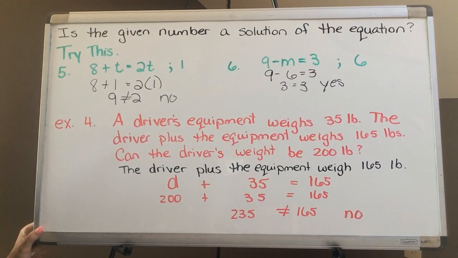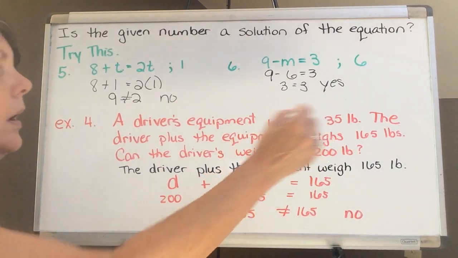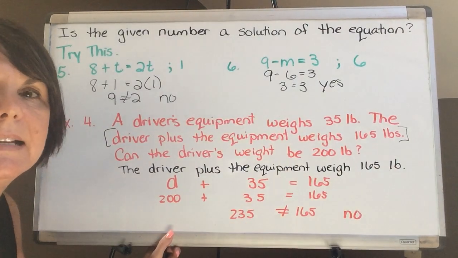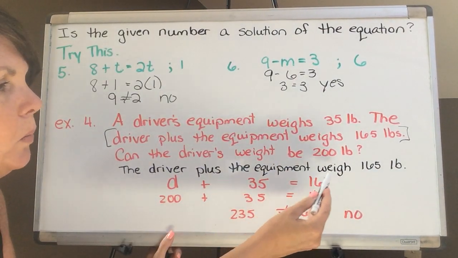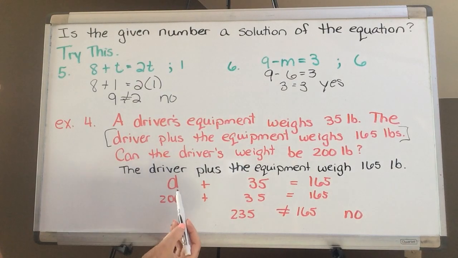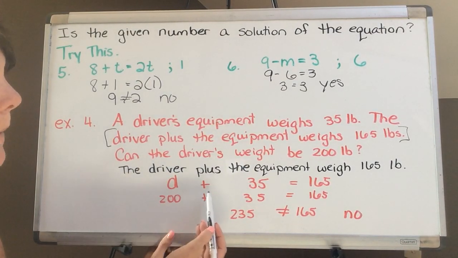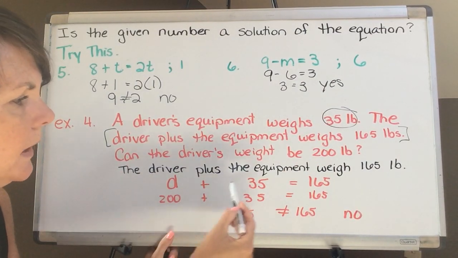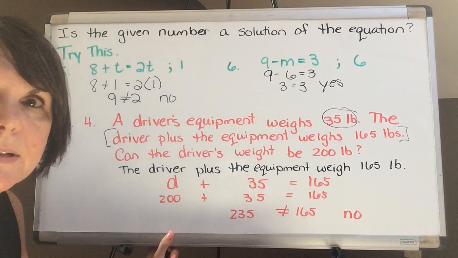Look at example 4, a word problem. A driver's equipment weighs 35 pounds. The driver plus the equipment weighs 165 pounds. Can the driver's weight be 200? Well, if we take a look here, the driver plus the equipment weighs 165 pounds. That's the key part. We don't know the weight of the driver, but we do know that his equipment is 35 pounds.